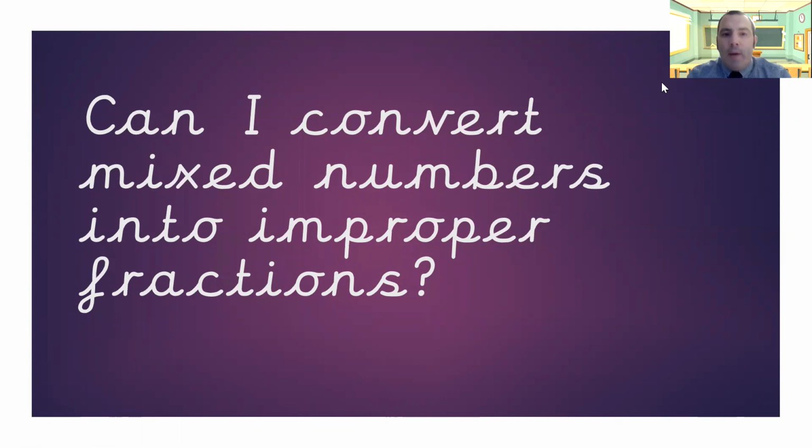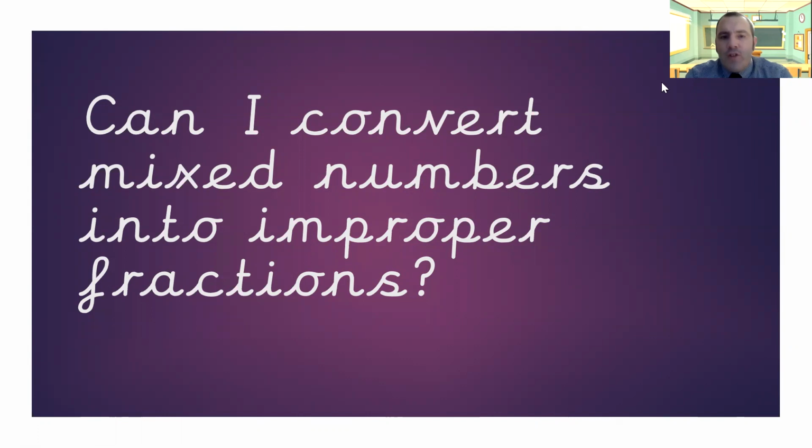So we're going to look at how we convert a mixed number into an improper fraction. Now, this might seem slightly confusing because last lesson we were converting improper fractions to mixed numbers. It's important that we understand that there's a relationship between the two. So we're going to do the inverse. We're going to do the opposite.